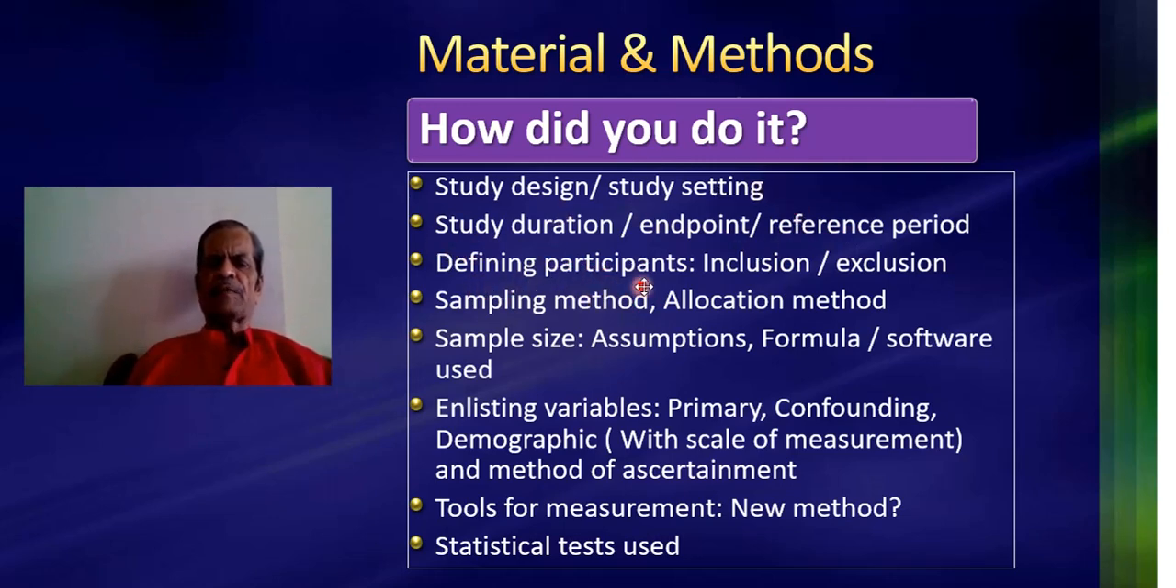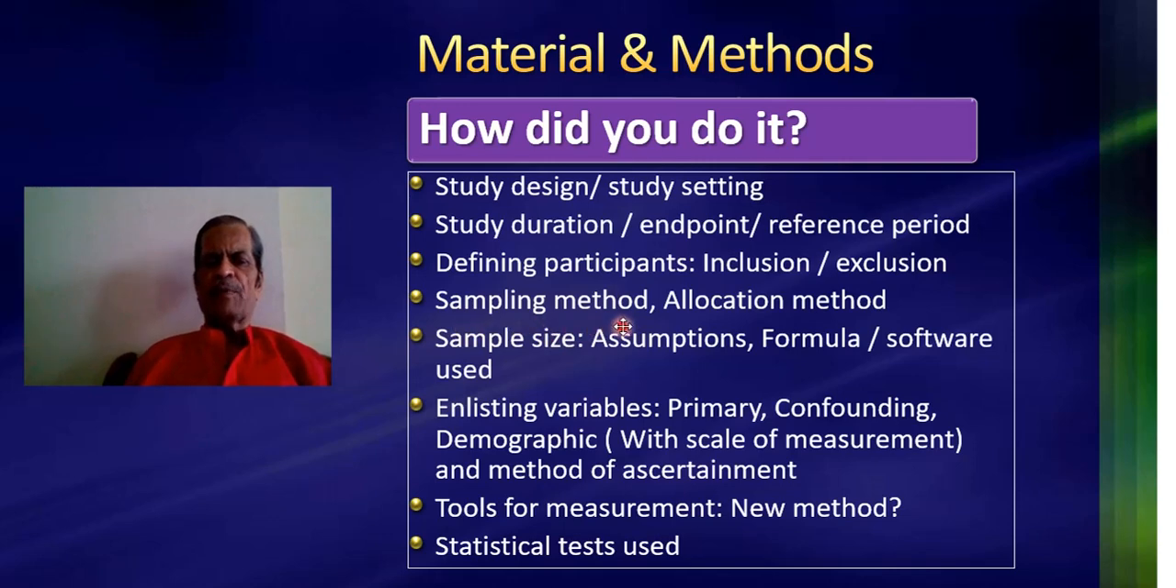Then defining the participants is a very important mention in the material and methods, and therein we mention the inclusion and exclusion criteria that decide the eligibility of the participants for participating in the study. So that is defining the participants or population, mentioning the inclusion and exclusion criteria.